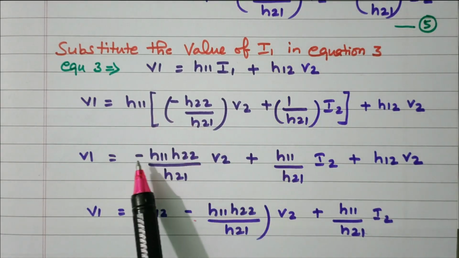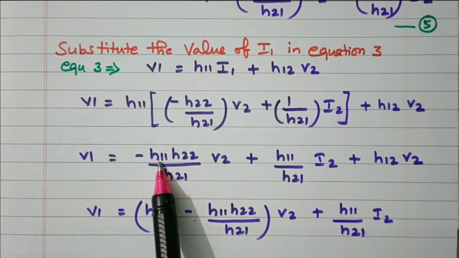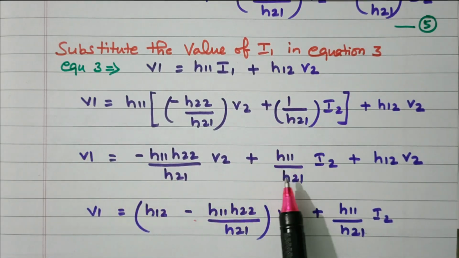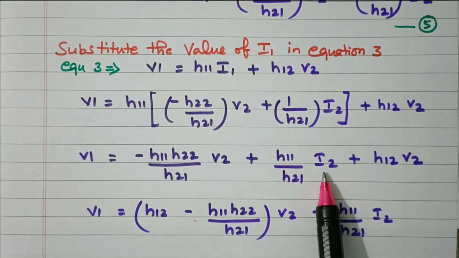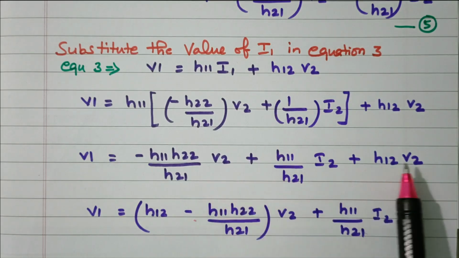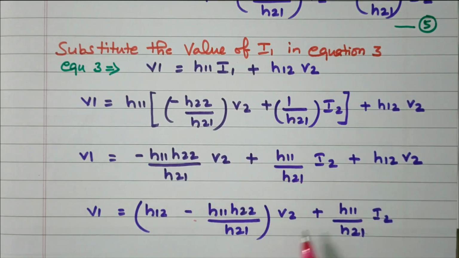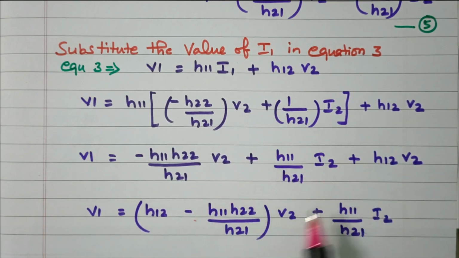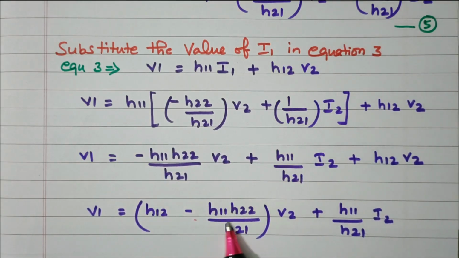So while multiplying, minus H11 H22 divided by H21 into V2, and here H11 divided by H21 into I2, and then this term. So this V2 is available in the first term and third term, so we will take it common. We will take V1 common from the first and third term. First write this term H12 minus this term.